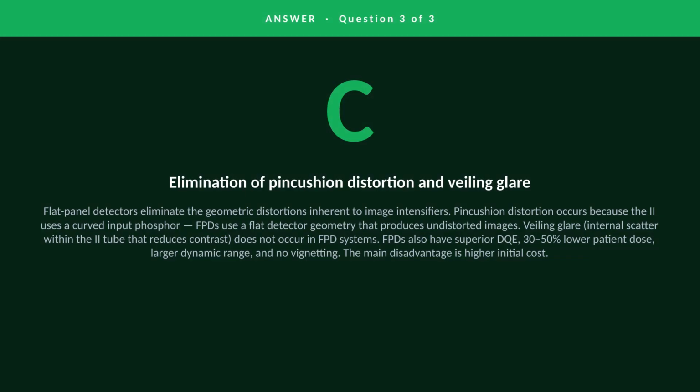The answer is C, elimination of pincushion distortion and veiling glare. Flat panel detectors use a flat geometry. No pincushion distortion. No internal tube scatter, no veiling glare. Superior DQE means 30 to 50% lower patient dose for equivalent image quality. No vignetting. Larger dynamic range. The main disadvantage, higher initial cost.